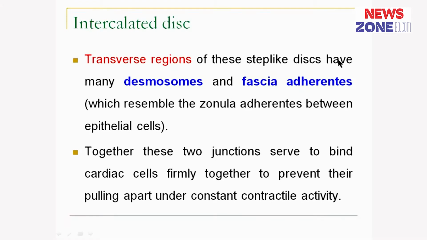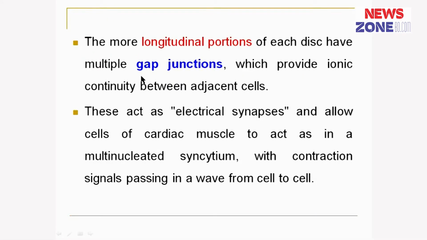These fascia adherens, in epithelial tissue, are known as zonula adherens, and together these two junctions serve to bind cardiac muscle cells firmly together to prevent their pulling apart under constant contractile activity. The more longitudinal portions of each disc have multiple gap junctions, which provide ionic continuity between adjacent cells. These act as electrical synapses and allow cells of cardiac muscle to act as a multinucleated syncytium, with contraction signals passing in a wave from cell to cell.